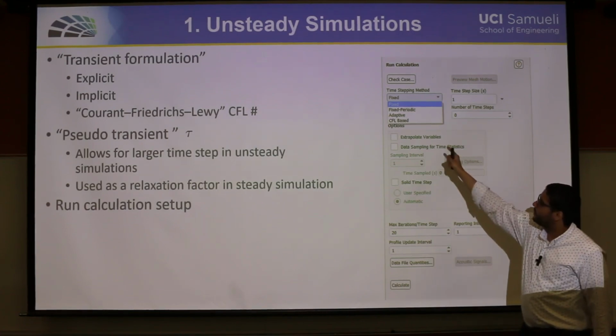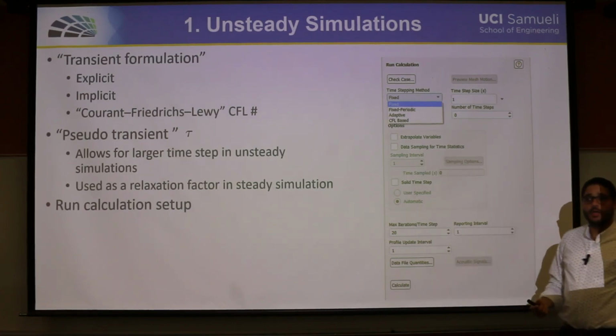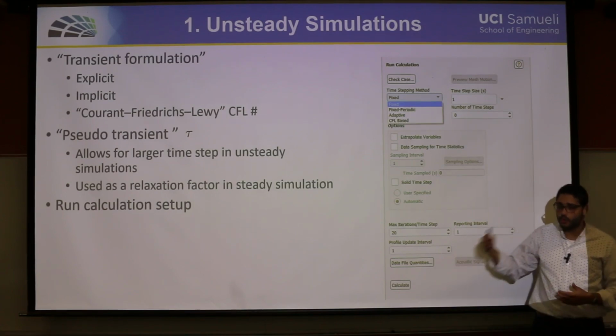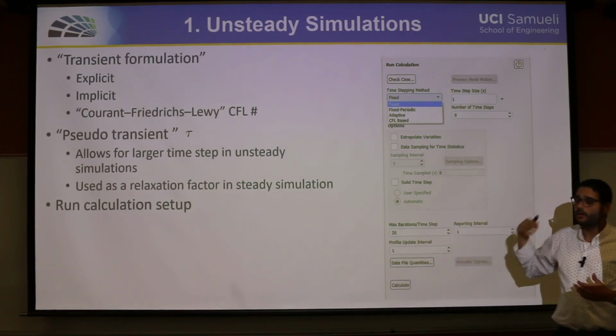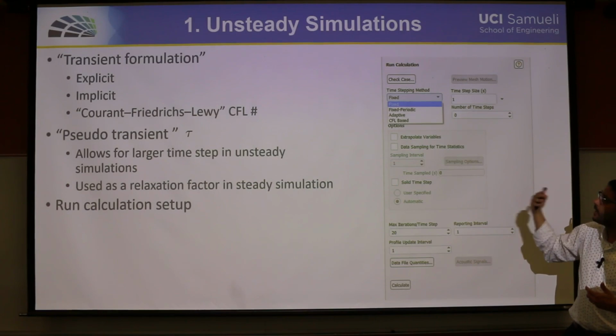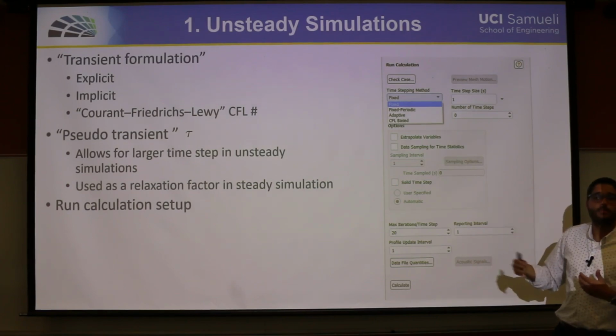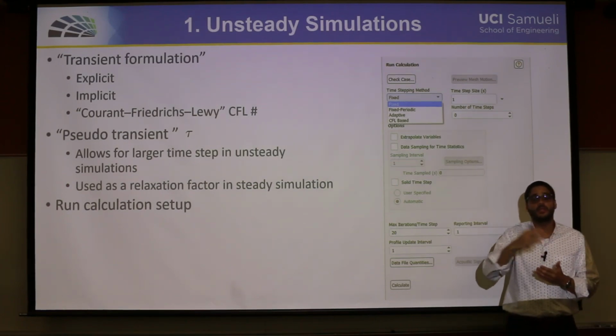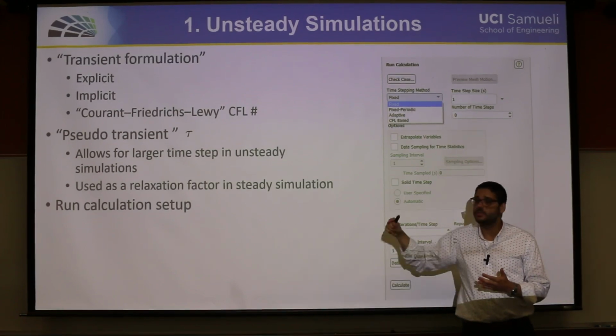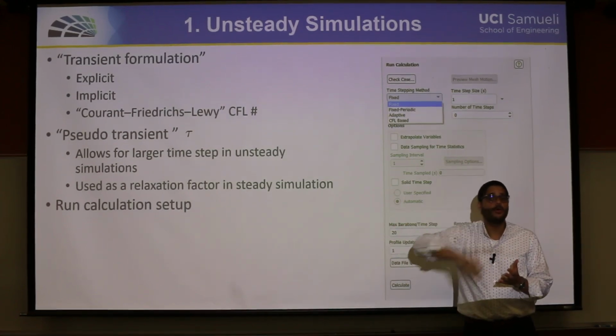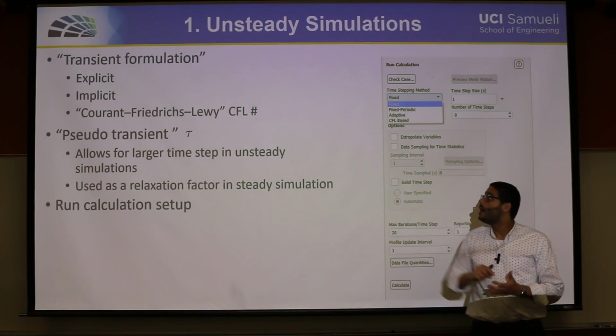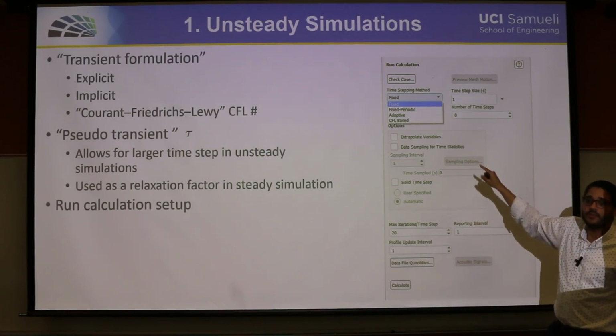The third approach is the adaptive time step, where your solver, the Fluent solver, gets to select the time step based on the different scales and different velocities at each point in your mesh, and it's closely tied to the CFL based.